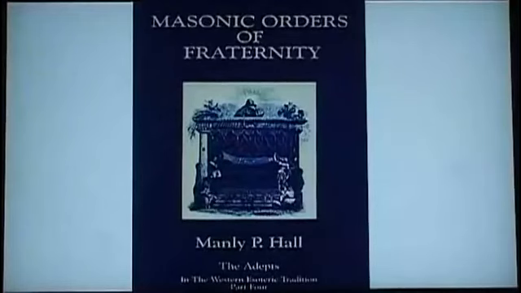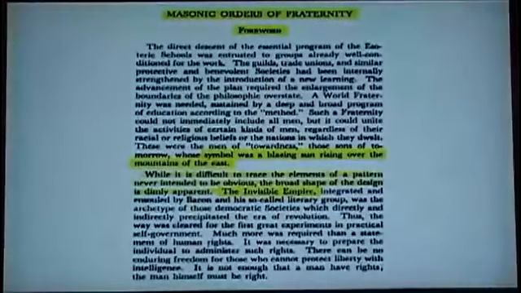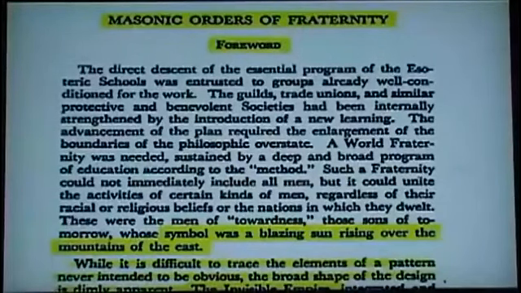A very interesting and very important quote from Manly P. Hall, the great Masonic philosopher and writer, a brilliant man. In his book Masonic Orders of Fraternity, in the foreword, he says this: the direct descent of the essential program of the esoteric schools was entrusted to groups already well conditioned for the work. The guilds, trade unions, and similar protective and benevolent societies have been internally strengthened by the introduction of a new learning. The advancement of the plan required the enlargement of the boundaries of the philosophic empire. A world fraternity was needed, sustained by a deep and broad program of education according to the method. Meaning there's a method to all of this.